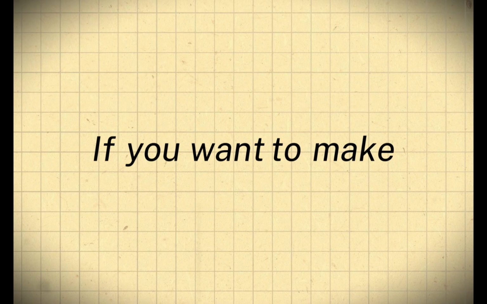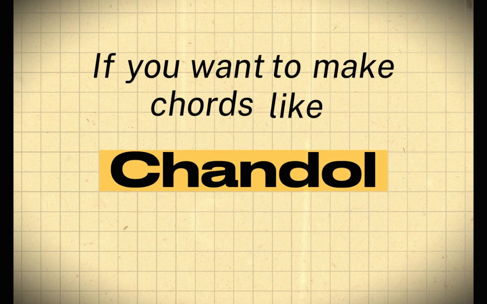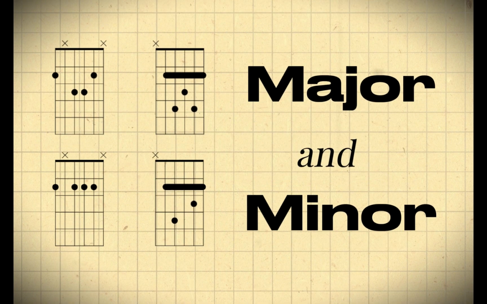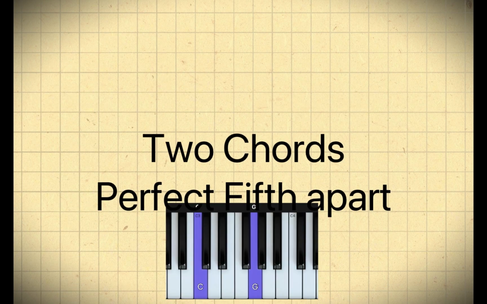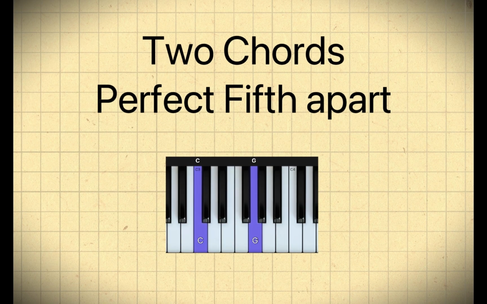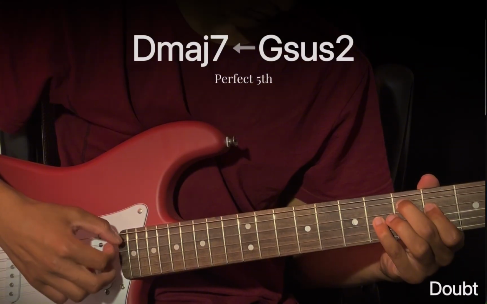If you want to make chords like Chandol, you need to utilize major and minor 7th extensions. You should also use a 2-chord progression, where both chords are a perfect 5th apart, as he uses this in a lot of his music.